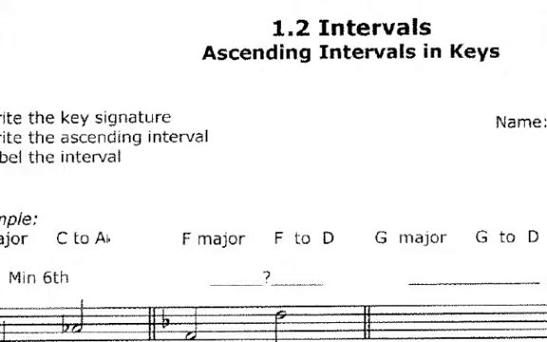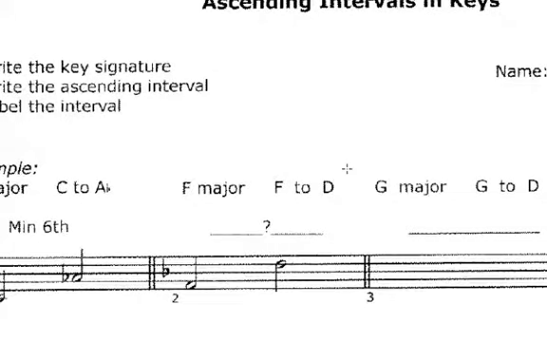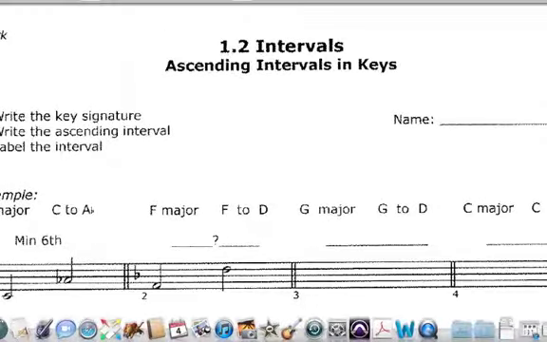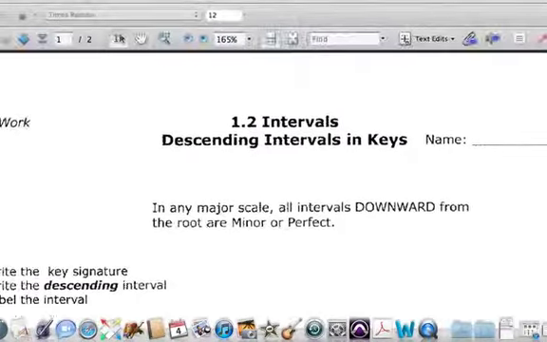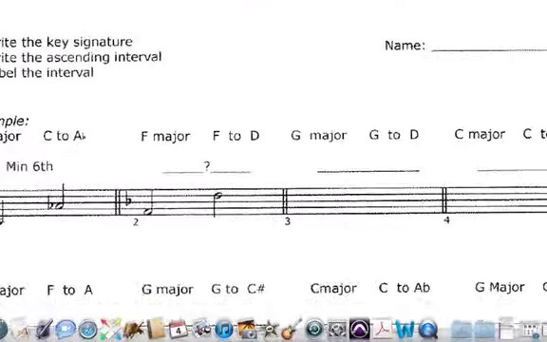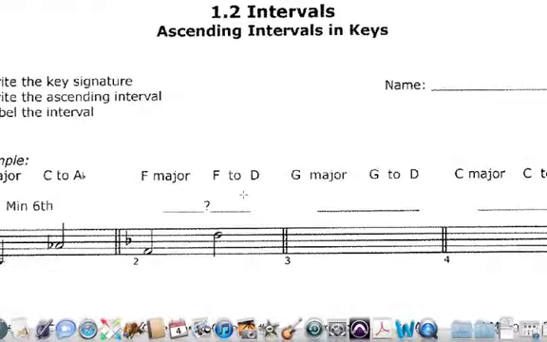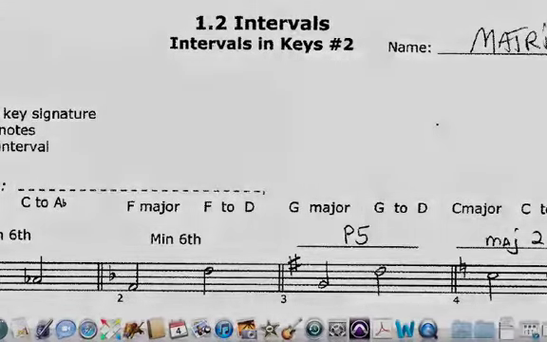So we've been doing these homework assignments, and go ahead and complete them using these principles. Again, all intervals upward from the root in a major scale are major or perfect. All intervals downward from the root in a major scale are minor or perfect. On these examples that I've posted for you, the answer key is on the next page. So complete the page and then go ahead and check your answers.